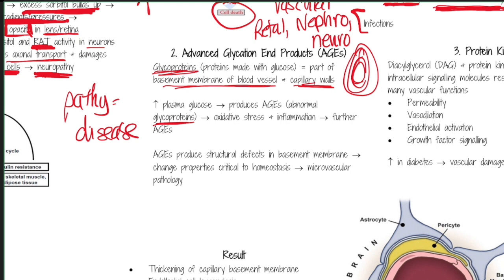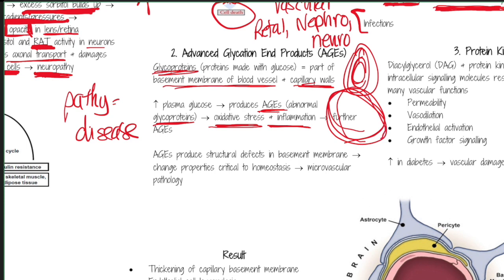So what happens? We have this increase in plasma glucose, which produces these advanced glycation end products, which are basically just abnormal glycoproteins. When we have these abnormal AGEs, that causes oxidative stress and inflammation, which is kind of this vicious cycle where you end up with more AGEs, and then more AGEs cause more oxidative stress and inflammation.